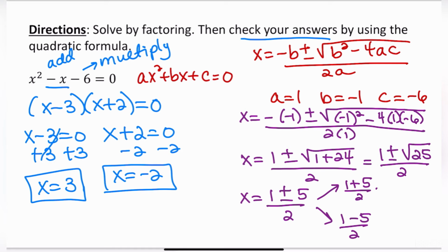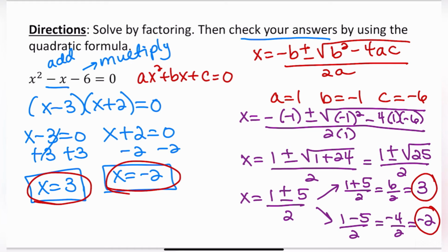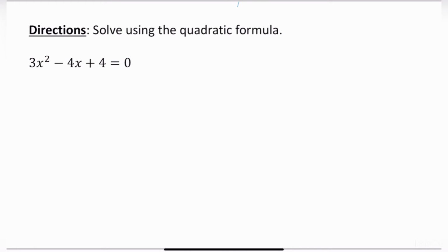So 1 plus 5 is 6 and 6 divided by 2 is 3. 1 minus 5 is negative 4 and negative 4 divided by 2 is negative 2. And if you notice, the answers that we got from the quadratic formula are exactly the same answers that we got when we factored the trinomial. Let's go ahead and try another example.